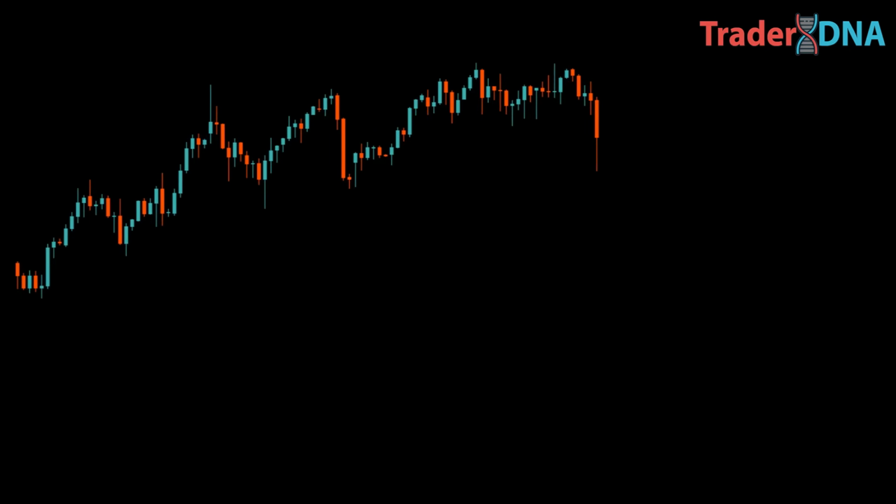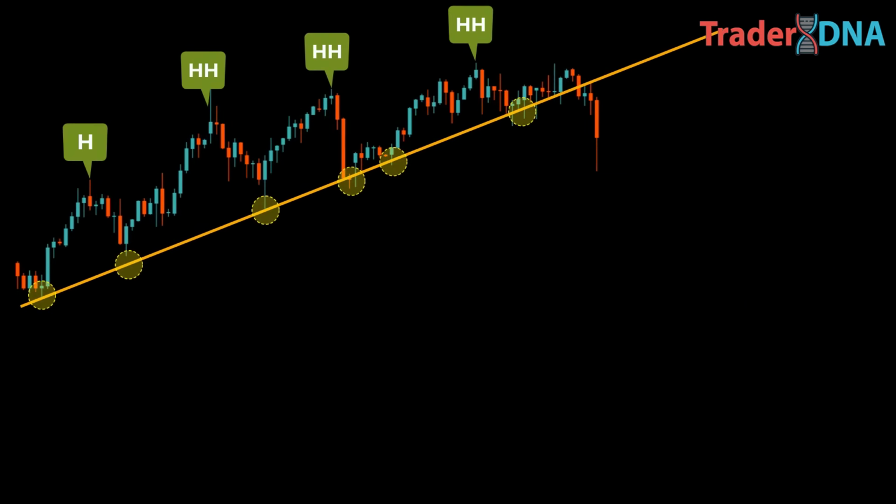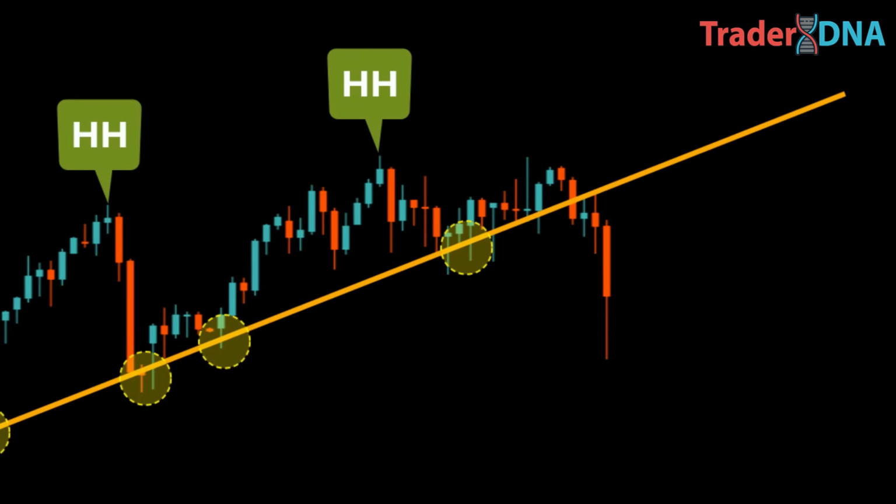We can clearly see that the market is in an uptrend, with price consistently making higher highs, signaling strong bullish momentum. But here's where it gets interesting. As we observe the most recent price action, we notice that the price suddenly fails to make a new higher high.